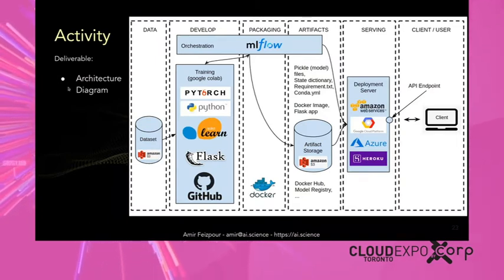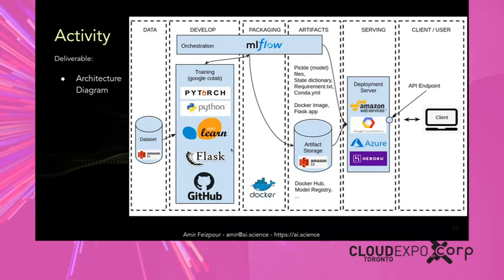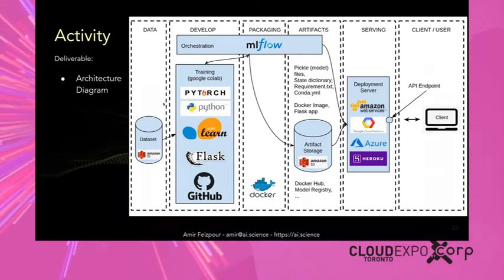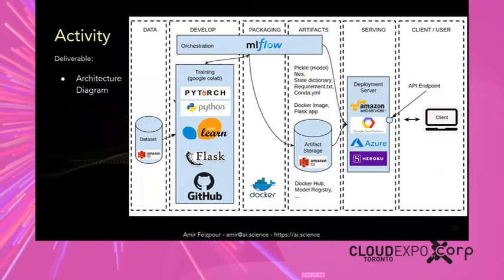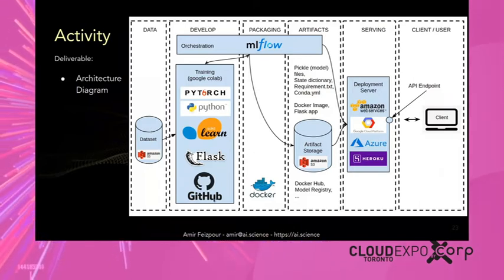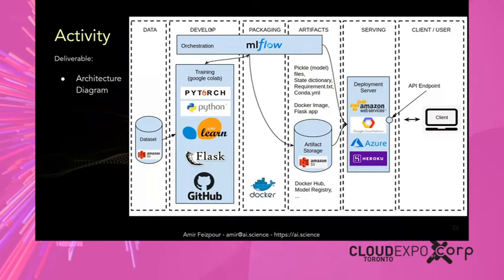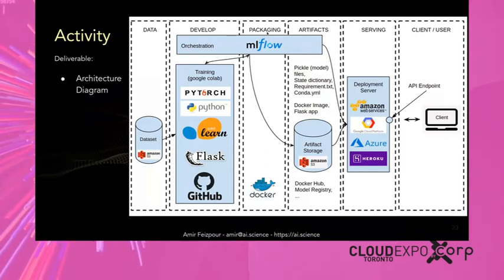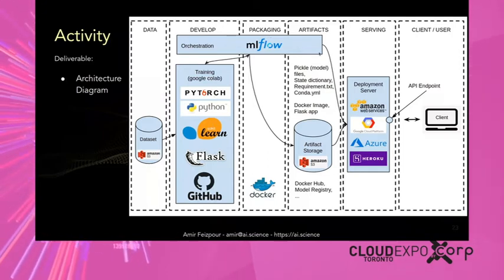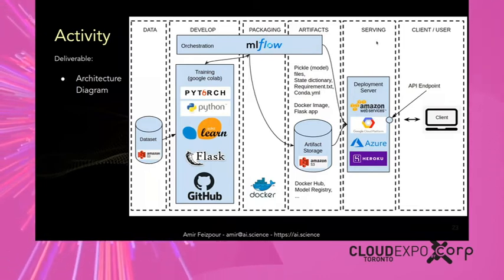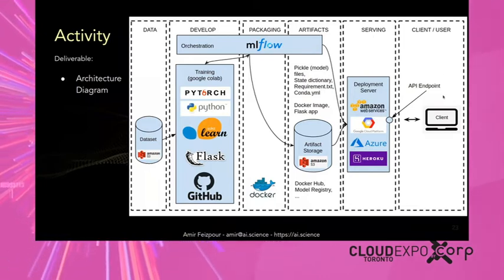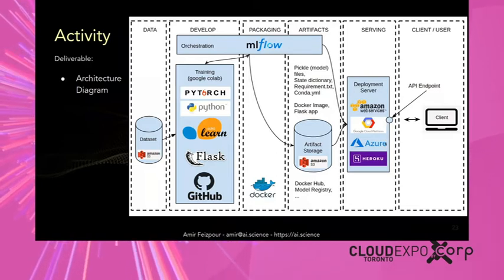Again, the plan was to do some exercise here, but you would build some architecture that talks about how you are going to keep your data and access it. What tech stack are you going to use for your development and environments? What are you going to use for your packaging? How are you going to manage your artifacts? How are you going to serve your models and results? And how is the user going to interact with your model?